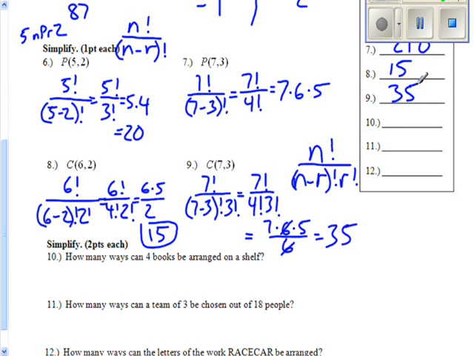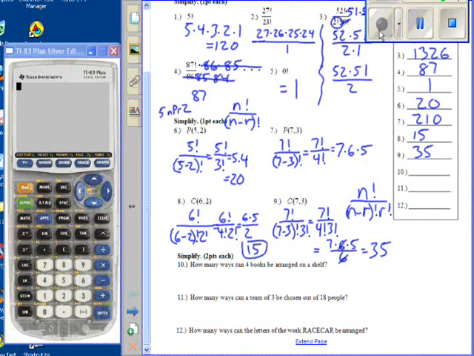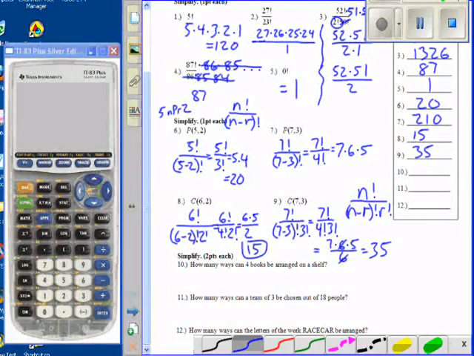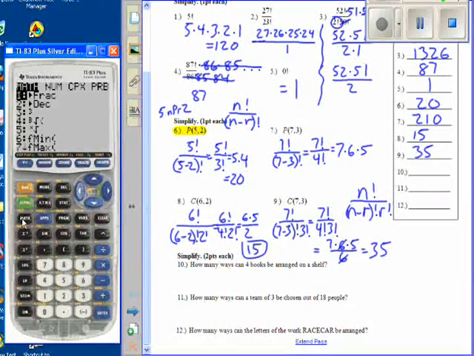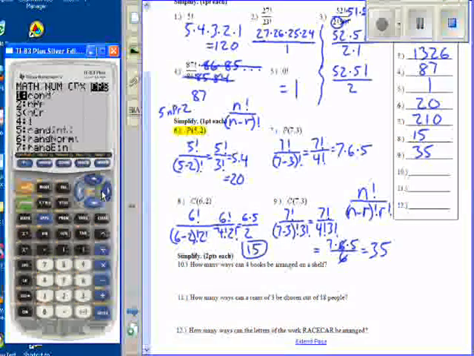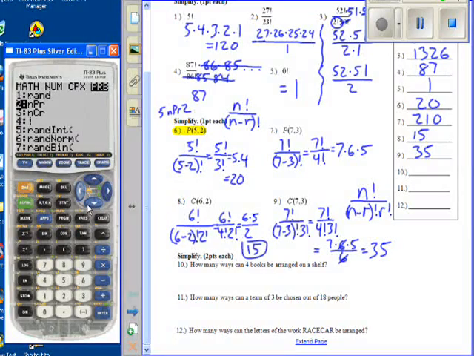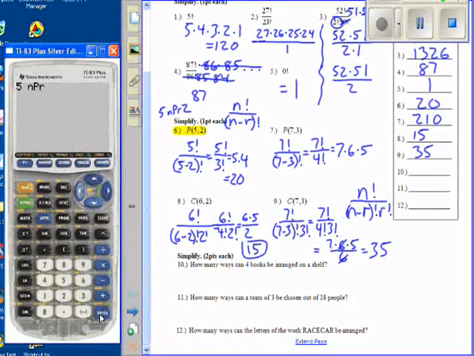Okay? And again, we can do this on our calculator. Let me show you how to do that real quickly. To do this on the calculator, like the first one, number 6, you're going to go over to your calculator. You're going to punch in the 5 first. Then you're going to go to math over to the probability section. And there it is, nPr is your permutation. And then we punch in the 2. So it's 5 choose 2 for permutation. We hit enter and it gives us the 20.